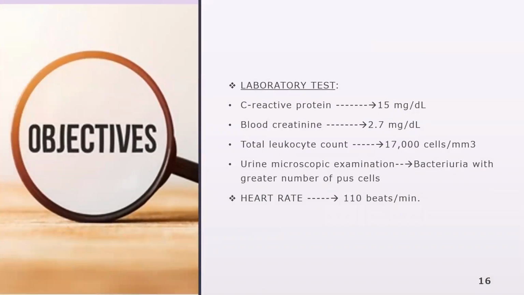Now the objectives. In objectives, there are laboratory tests. The C-reactive protein is 15 mg per dl, and its level is increased. Blood creatinine is 2.7 mg per dl, and its level is also raised. Total leukocyte count is 17,000 cells per cubic millimeter. Urine microscopic examination shows bacteria with a greater number of pus cells. Heart rate is 110 beats per minute.